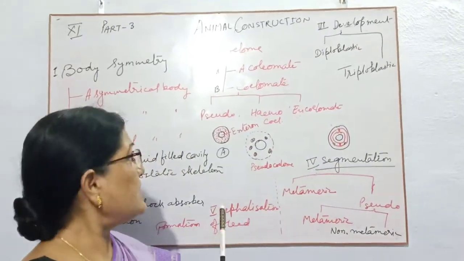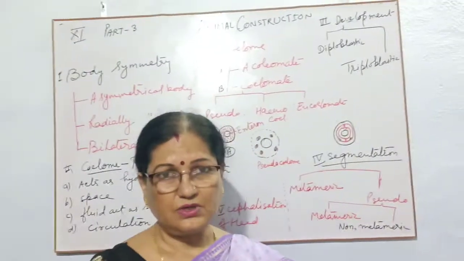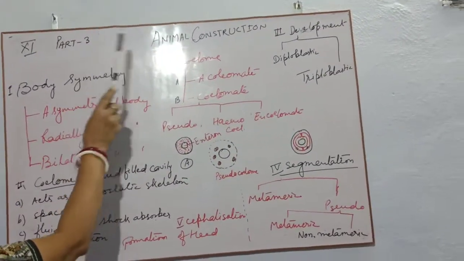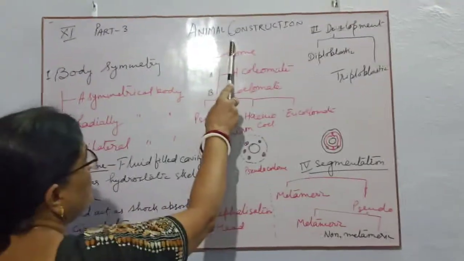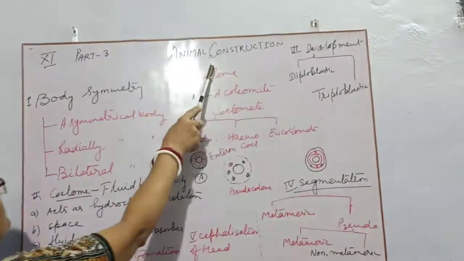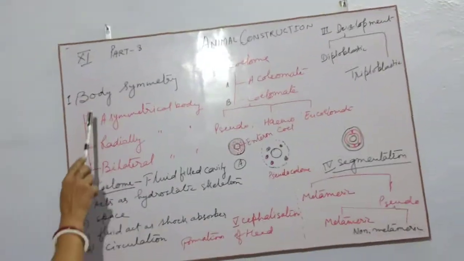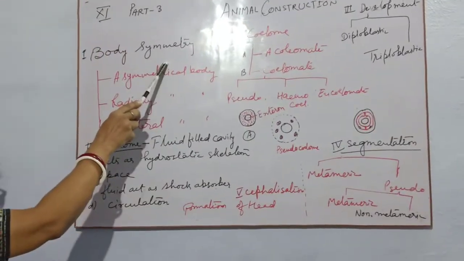Two parts of this chapter I already told. Now today I will discuss part 3. The chapter's name is Animal Construction. Okay. Now first part, body symmetry.